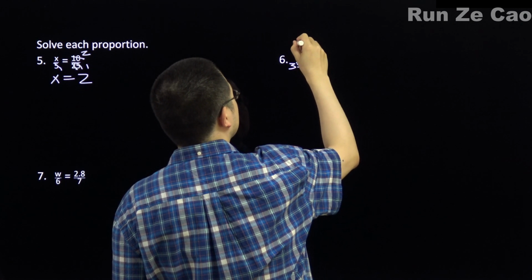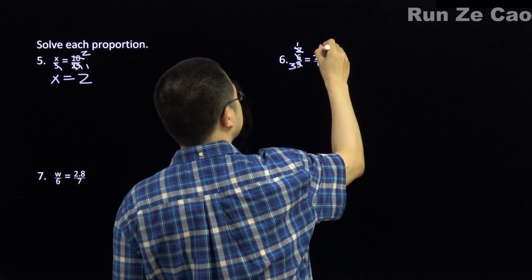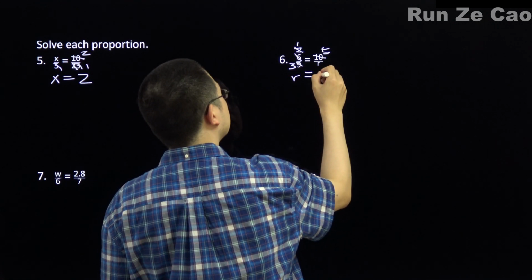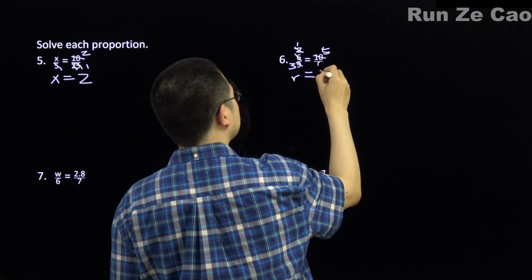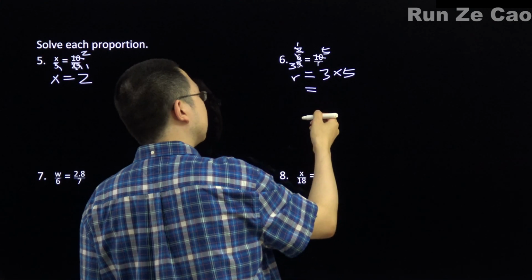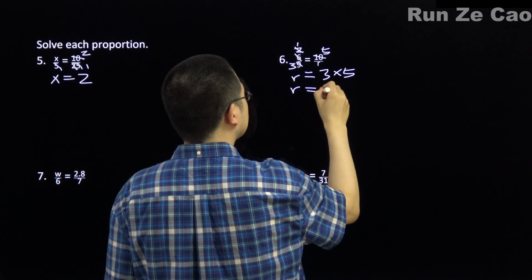And you can cross this out to be a 1, this to be a 5. So R is equal to 3 by 5. Well, 1R, but whatever, same thing. R is equal to 15.